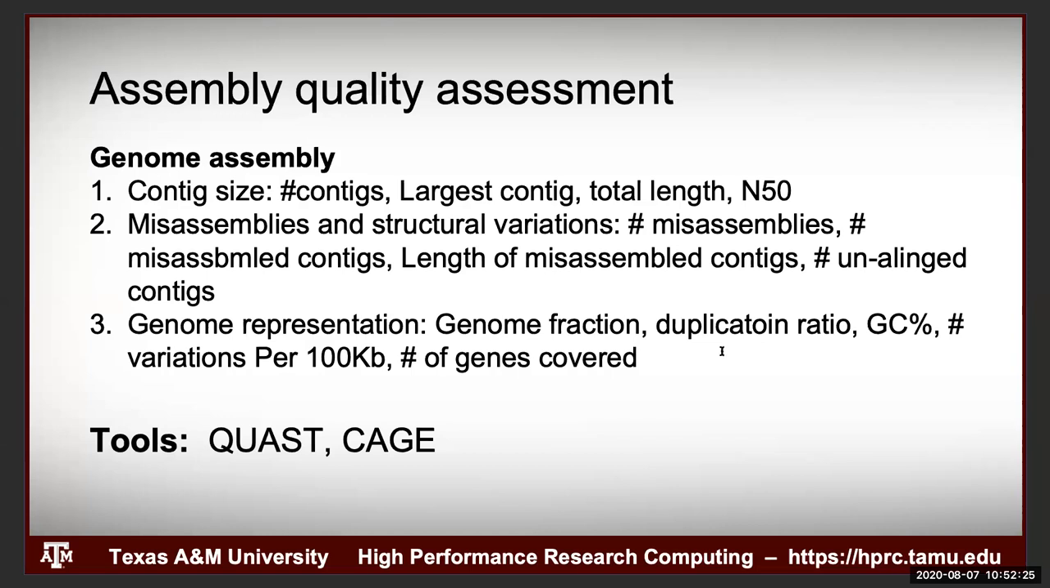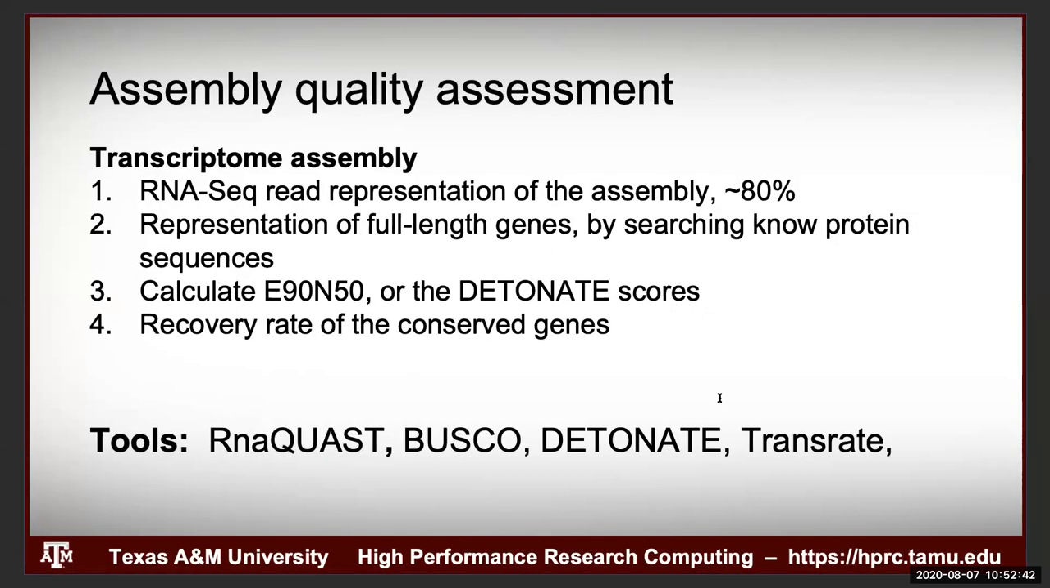How many genes are covered? Did you get some new genes? And what is the N50? What is the total length? So there are tools available for that, like QUAST or CEGMA. And QUAST, I think, also has a version for transcriptome. So for transcriptome assembly, when we finish the assembly, we want to see how many of those RNA-seq reads are present in your assembly. So you should have more than 90%.